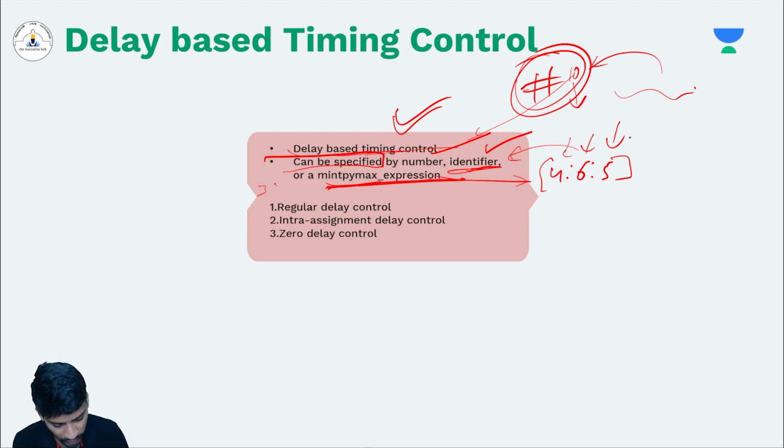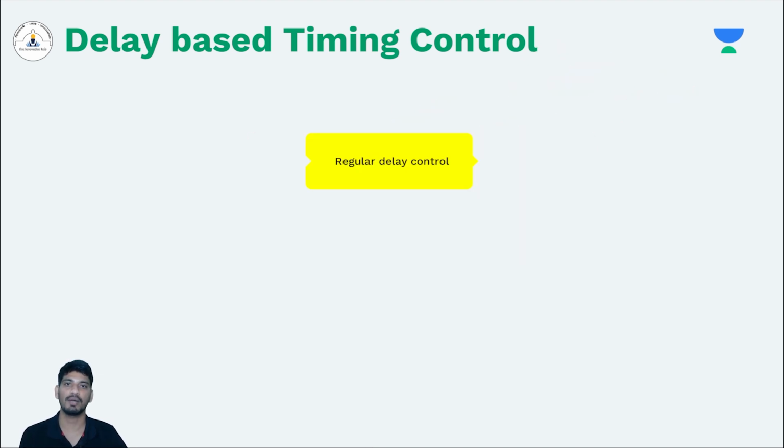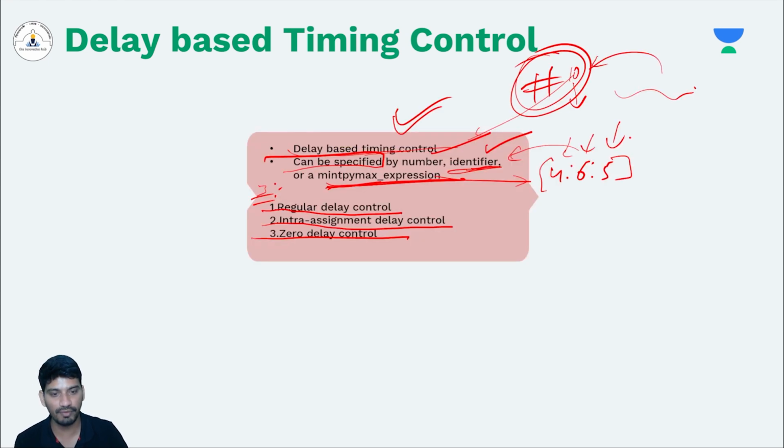There are three different ways that you can define delay based timing control: regular delay control, inter-assignment delay control, and zero delay control. We'll see them one by one in the coming slides. Let's begin with regular delay control. I'll try to explain how to give the timing using a number, an identifier, or a min:typical:max expression.